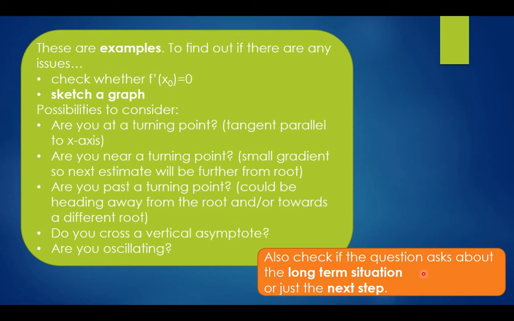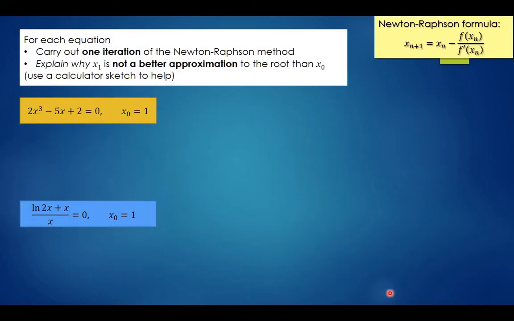It's also worth keeping an eye on whether the question is asking about what happens in the long term, convergence or divergence or oscillating, or whether it only wants to know about what's happening in the next step. So these questions only want to find out what's happening in the next step. Okay? And we want to also know why that next step is not a better approximation to the root than the one we start with. So here's our function here. Now, the first thing I suggested for investigating was to differentiate at the point x is 1.